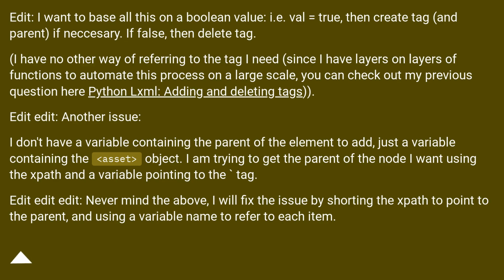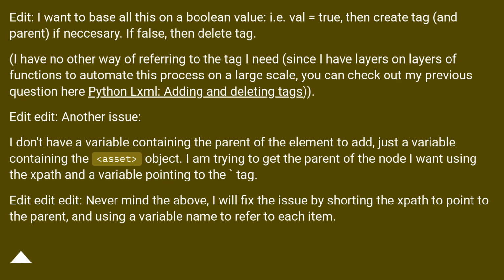Edit. I want to base all this on a Boolean value, i.e. val equals true, then create tag, and parent, if necessary. If false, then delete tag. I have no other way of referring to the tag I need, since I have layers on layers of functions to automate this process on a large scale.